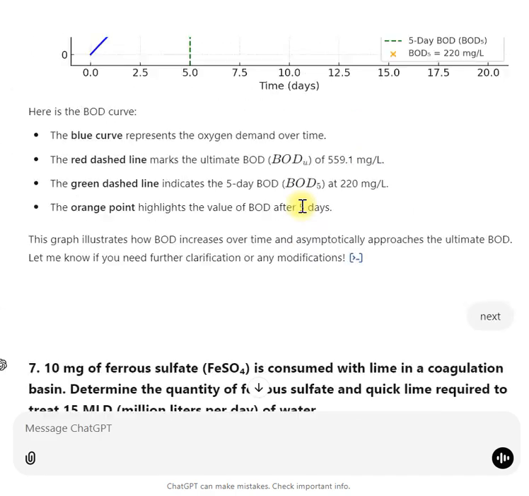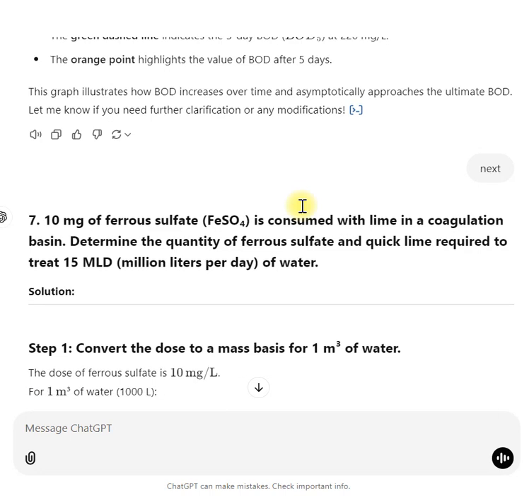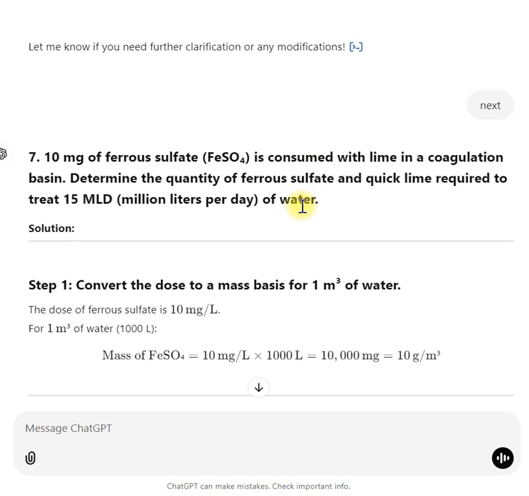Question 7. 10 milligrams per liter of ferrous sulfate, FeSO4, is consumed with lime in a coagulation basin. Determine the quantity of ferrous sulfate and quicklime required to treat 15 MLD, million liters per day, of water. Solution. Step 1. Convert the dose to a mass basis for 1 megaliter of water. The dose of ferrous sulfate is 10 milligrams per liter. For 1 megaliter of water, 1,000,000 liters, mass of FeSO4 equals 10 mg times 1,000,000 equals 10,000,000 mg, equals 10 kg per megaliter.